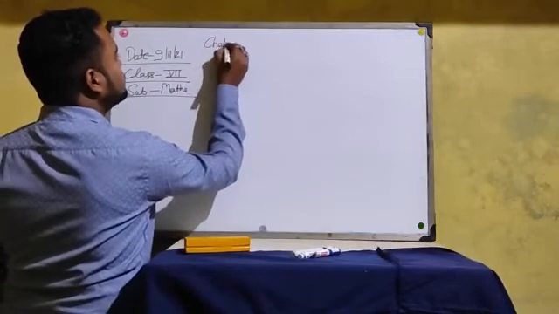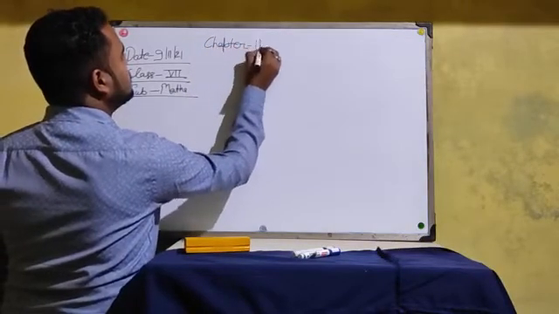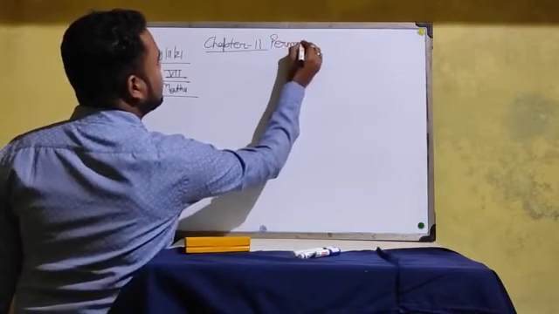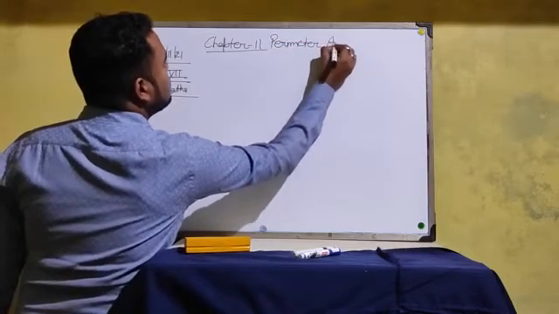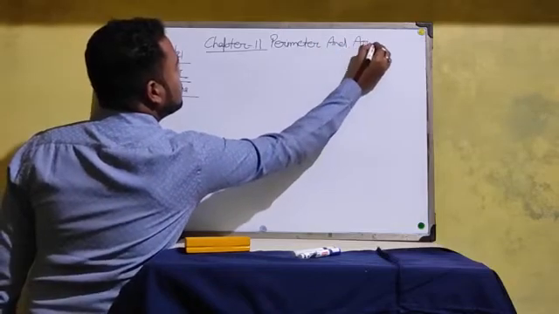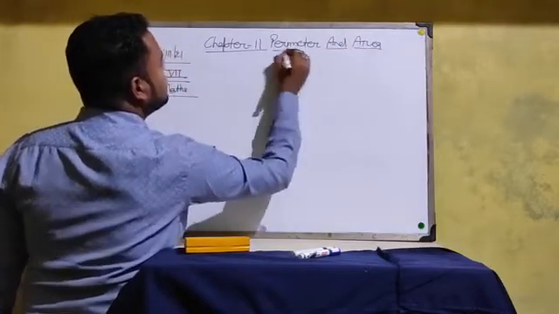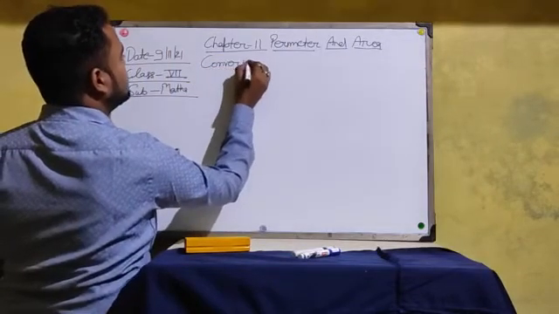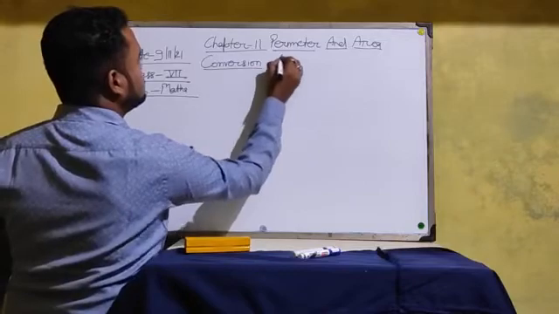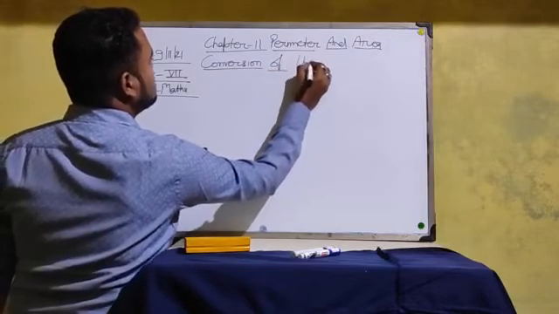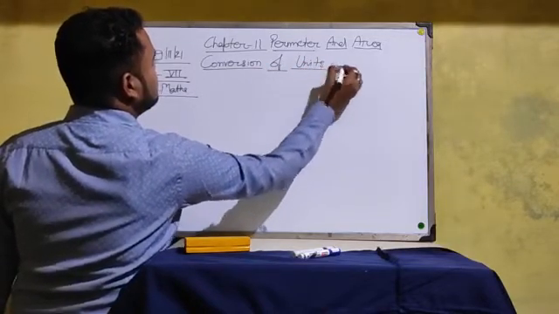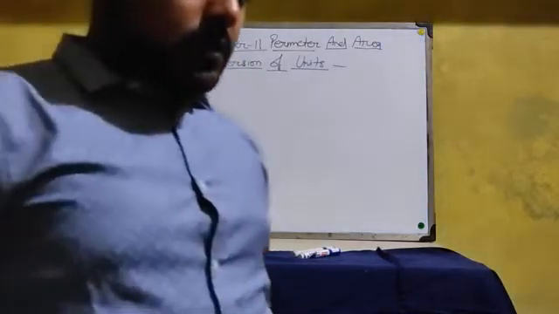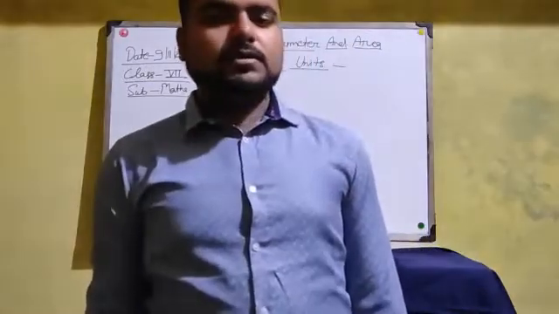So here, chapter 11. The name of the chapter is perimeter and area, and today's concept is conversion of units. Conversion of units. So what is the need of conversion of units?